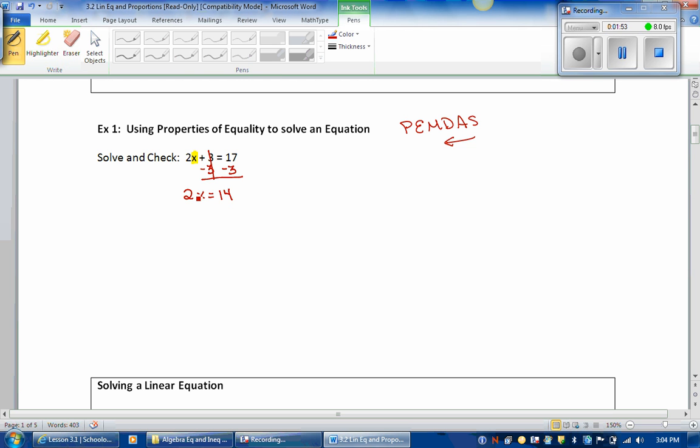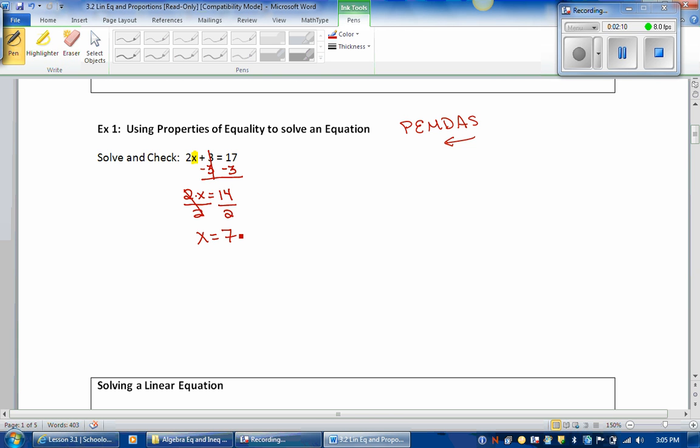Next, I still have to get this x alone, so I need to undo that multiplication. The inverse of multiplication is division, so I'm going to divide both sides by 2. What you do to one side, you must do to the other. And you get x equals 7.